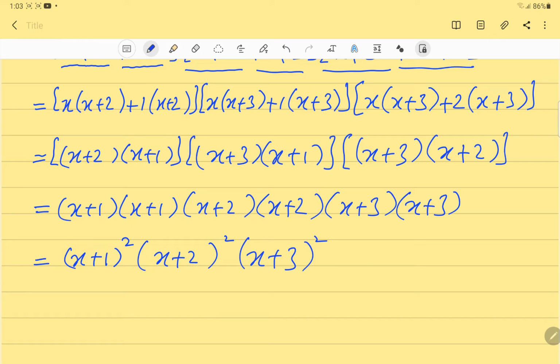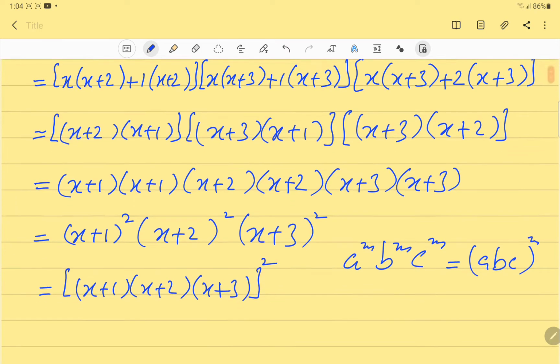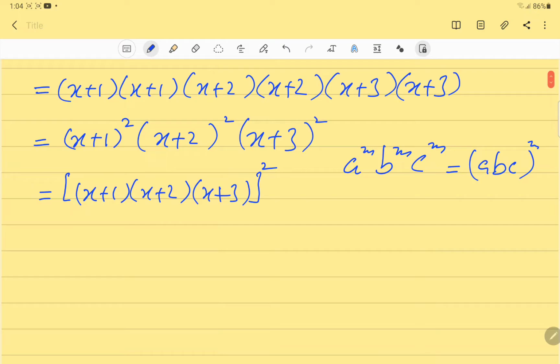Now here we can use this formula: a raised to power m, b raised to power m, and c raised to power m is equal to abc raised to power m. So here we will combine all the brackets: x plus 1, x plus 2, x plus 3, and we will write their combined power of 2. Okay, now we will write the square root of our given expression.